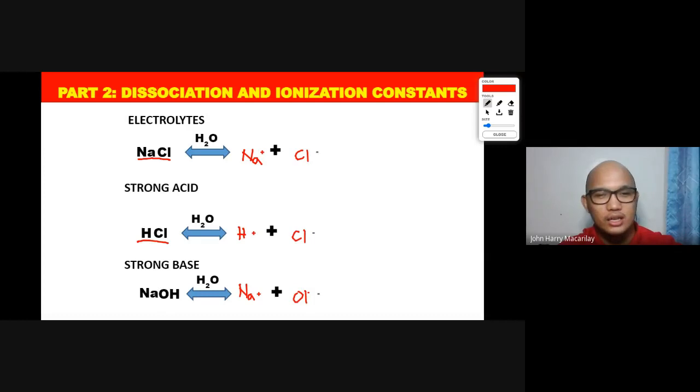So what does this mean, class? It means that whatever the concentration of your acid or your base is will also represent the concentration of each ion. For example, if the concentration of your acid is 0.1 molar, since it will completely ionize into two ions, each ion will also have a concentration of 0.1 molar. The same with your base. If it is 0.1 molar, it means that your sodium and your hydroxyl ion will also have a concentration of 0.1 molar.